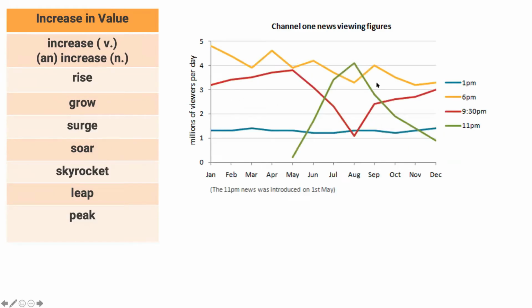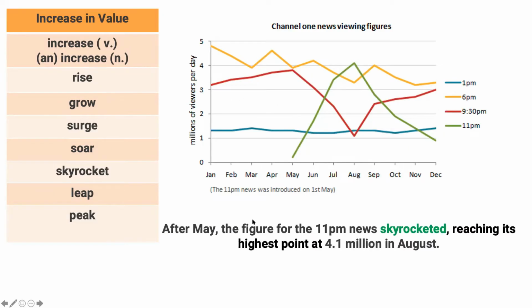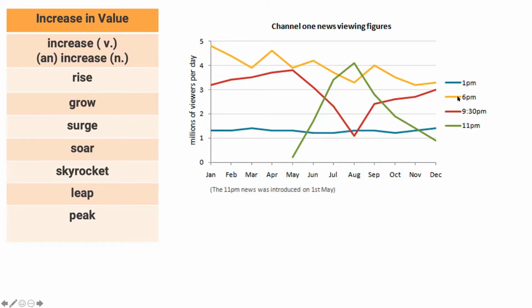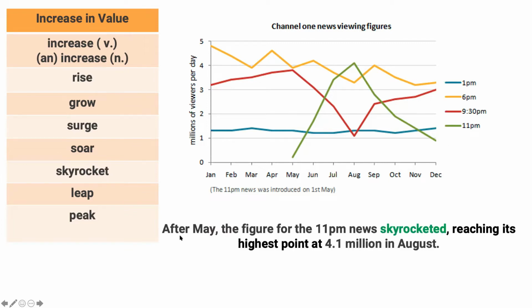We see very drastic lines here. It shows the average daily viewing figures for Channel 1 News over a 12-month period. So we've got January to December, and we've got our times here on the right-hand side. So let's take a look at this first sentence.